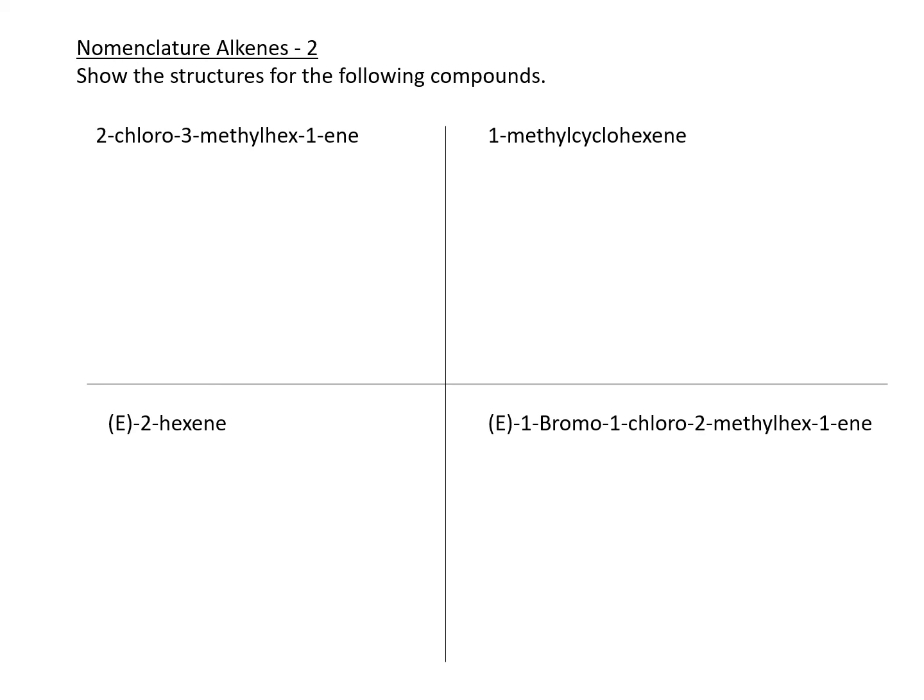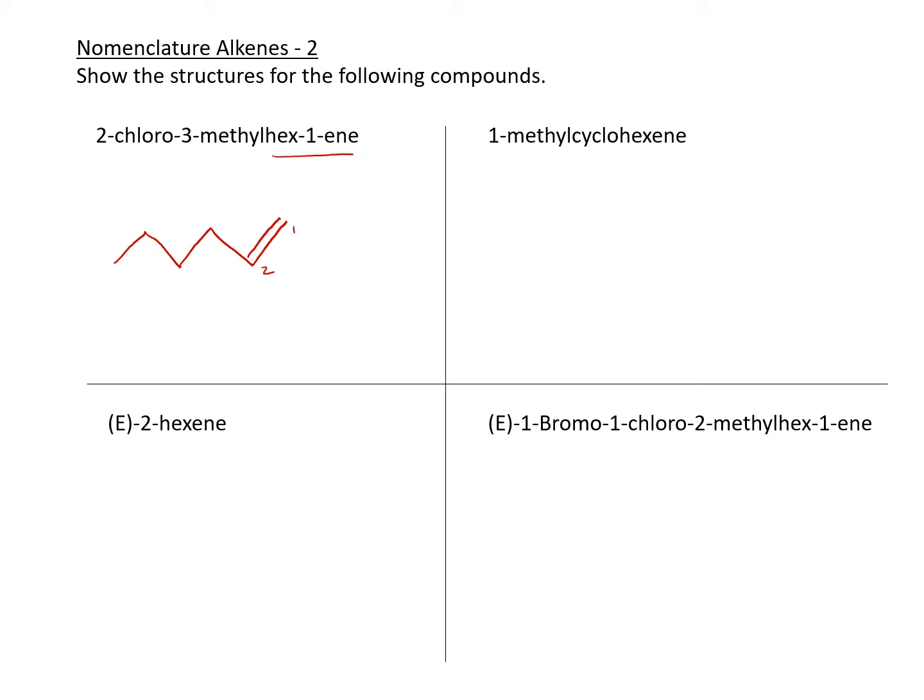All right, so still we are on alkenes, and in this one we are going to be drawing the structures for the compounds that are given to us. So the first one is 2-chloro-3-methyl hex-1-ene. So hex-1-ene means that I have 6 carbons, of course. So 1, 2, 3, 4, 5, 6. Okay, and then 1-ene tells me that my double bond is between carbons 1 and 2.